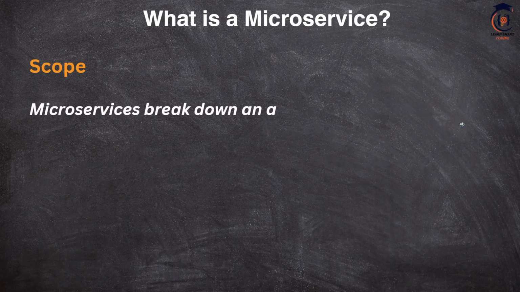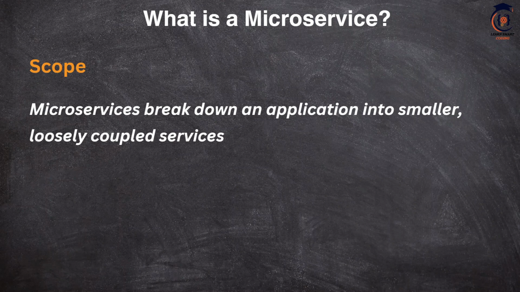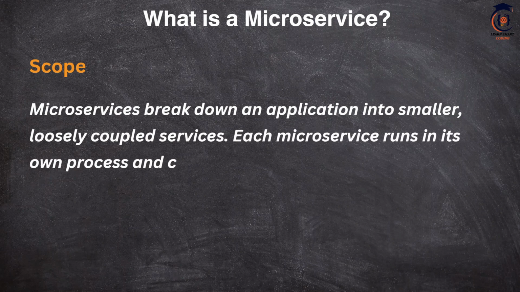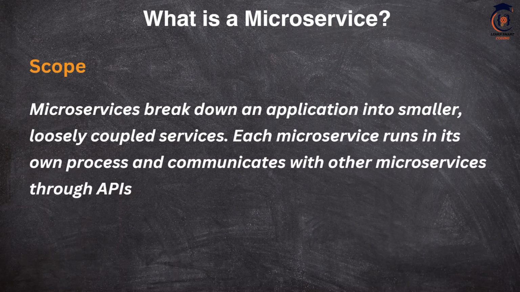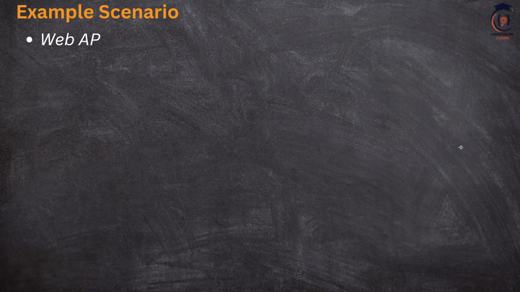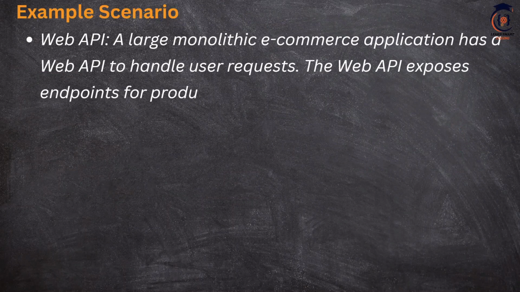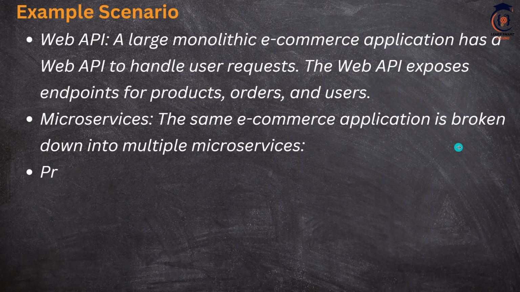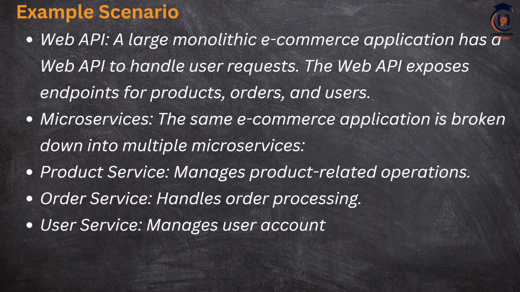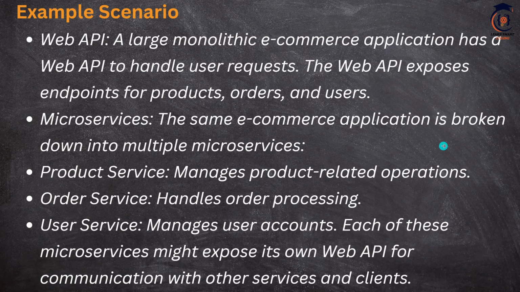Whatever I explained is what is in the scope: breaking down the application into smaller loosely coupled services, where each service becomes its own microservice. Micro means small, and services means it's going to serve something. So that's the scope of the microservice. I already discussed the examples. E-commerce is the best example that we can talk about.